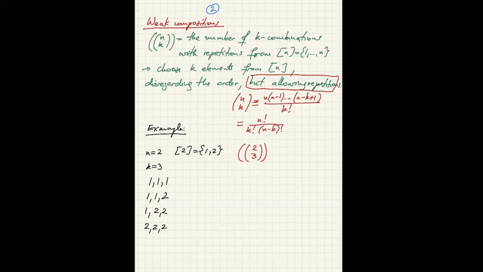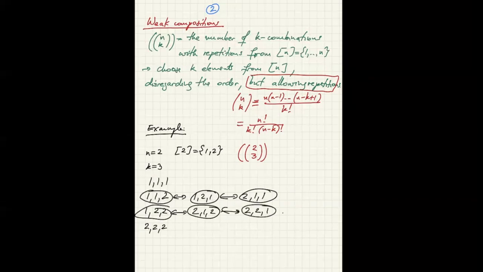Again, because the order doesn't matter, this is considered to be the same thing as 1 2 1, which is the same thing as 2 1 1. And similarly here, 1 2 2 would be the same thing as 2 1 2, would be the same thing as 2 2 1. Okay, so in this case, it seems like this number is 4. But what's the number of it in general?